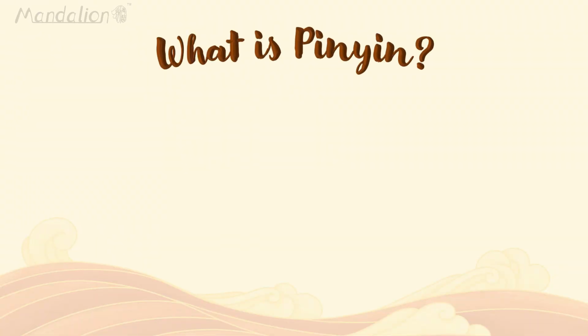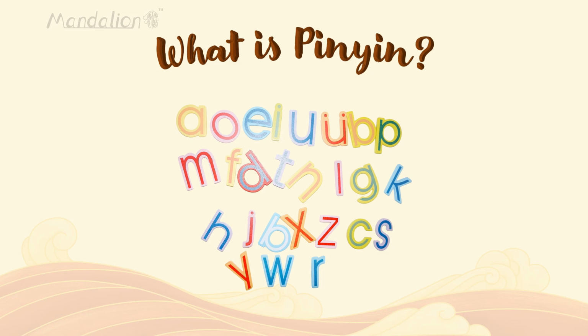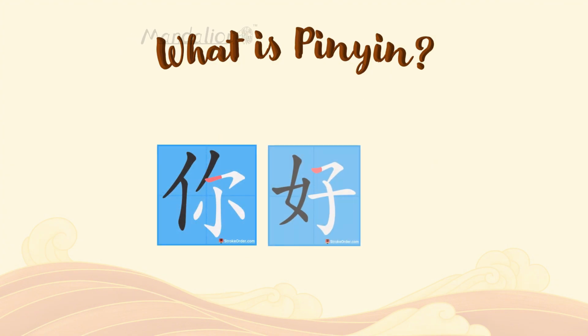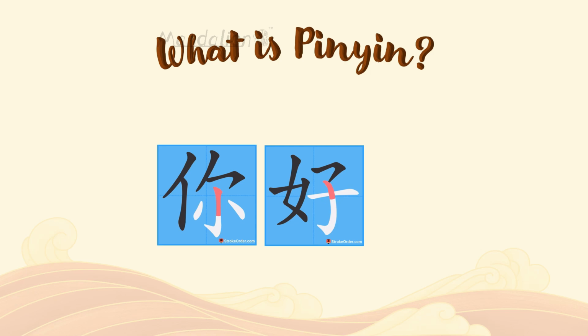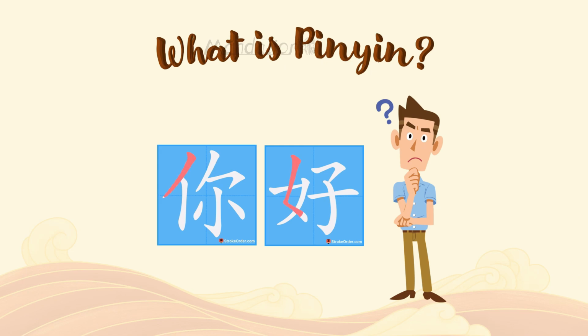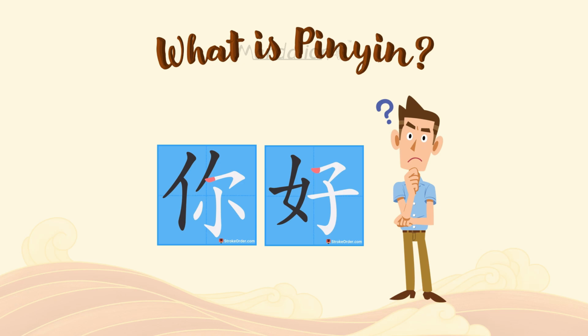What is pinyin? Pinyin is the phonetic alphabet of the Chinese language. It uses the Latin alphabetical system to spell out how different Chinese characters should sound when spoken. Chinese characters are made up of a combination of different strokes. Without pinyin, learners will never be able to pronounce Chinese characters by just looking at the various strokes.